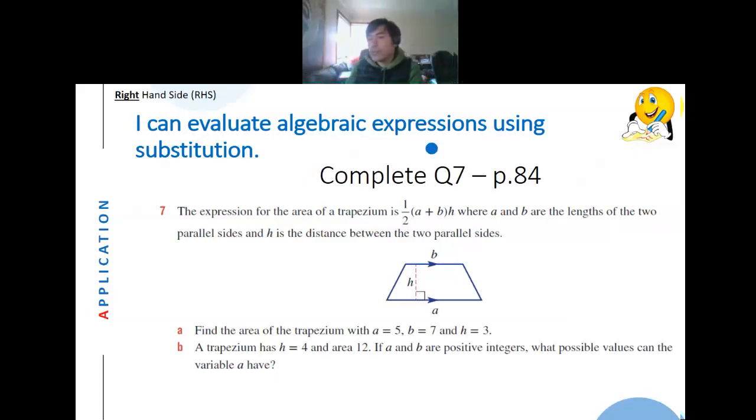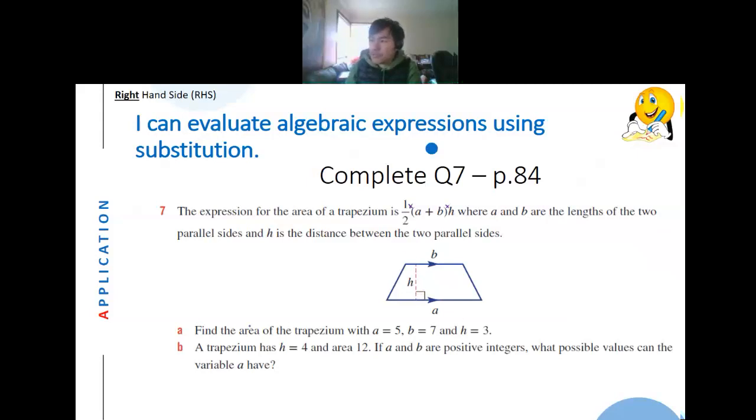So you may remember this from when we did measurements. Now remember that there is a half. There's a multiplication sign between the half and the brackets here, and also another multiplication sign between the brackets and the H. A and B are the lengths of the two parallel sides, so these two here. And H is the distance between the two parallel sides, or the height, basically.